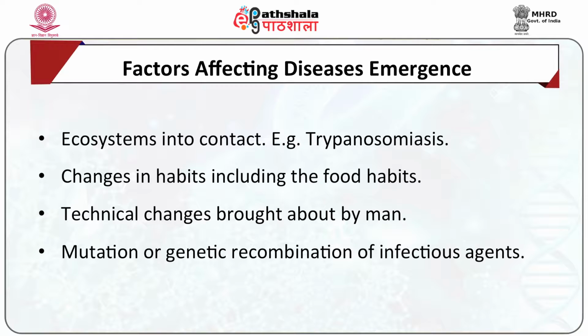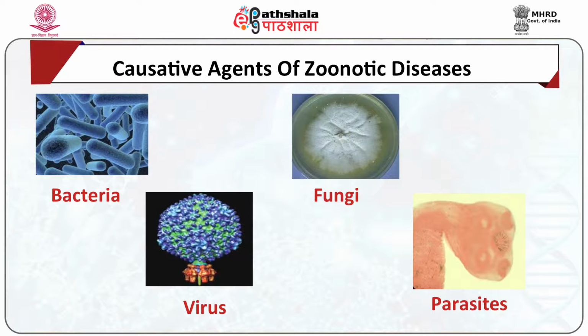Fifth, changes in habits including the food habits. Sixth, technical changes which are brought by human beings. Seventh, mutation or genetic recombination of infectious agents. This includes influenza infection. Then coming to the zoonosis caused by bacterial infection.